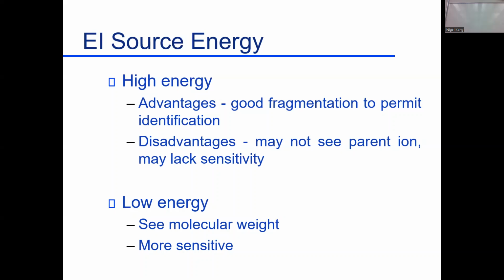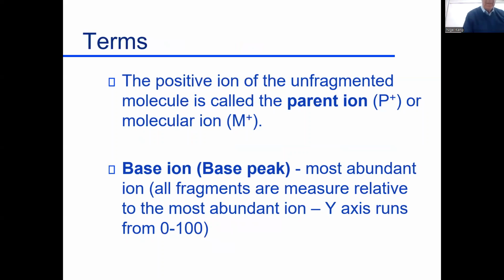And this is by far the workhorse. Blow it to bits and put it back together. The positive ion of the unfragmented molecule, the intact molecule, is called the parent ion, and it can also be called the molecular ion. So that's the intact compound.